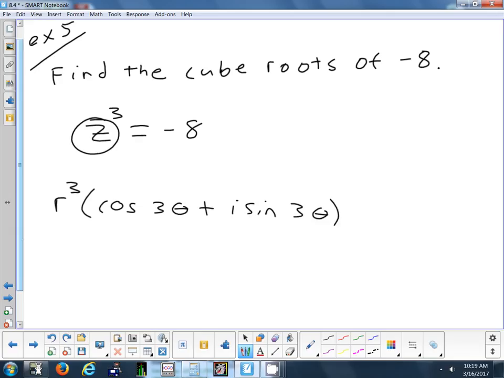Okay, so we did 2 things there. We changed Z to R cosine theta plus i sine theta, and we cubed it at the same time. Any questions on doing both of those at once?